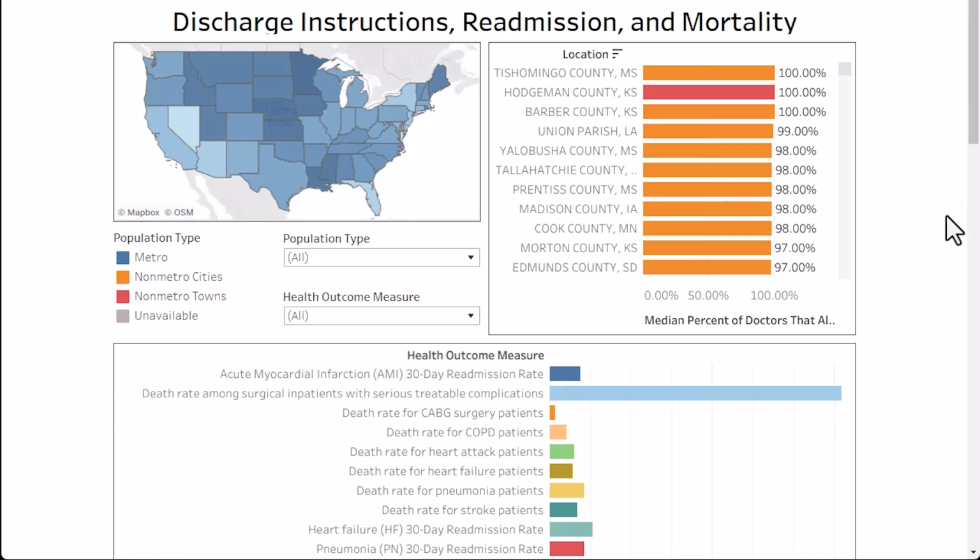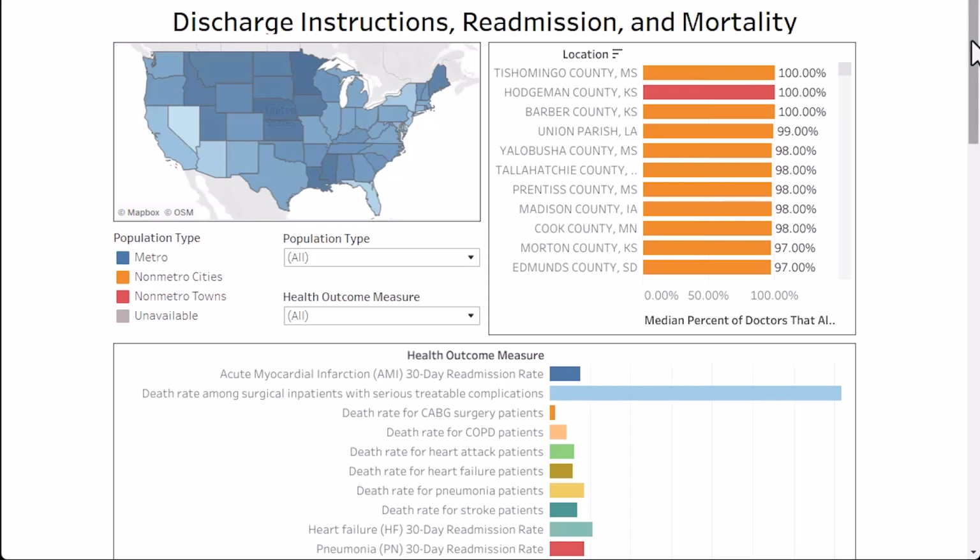Now you'll note that each of the counties is identified in a different color, and that color coding is over here, and that's representing the population types. So those counties in blue are metro counties, and they have populations of 50,000 or more. Those counties in orange are non-metro cities, and they have populations between 2,500 but less than 50,000. And non-metro towns are identified in red, and those are counties with populations of less than 2,500 people. Now there are a couple counties that are not classified, and those are identified in gray as unavailable.